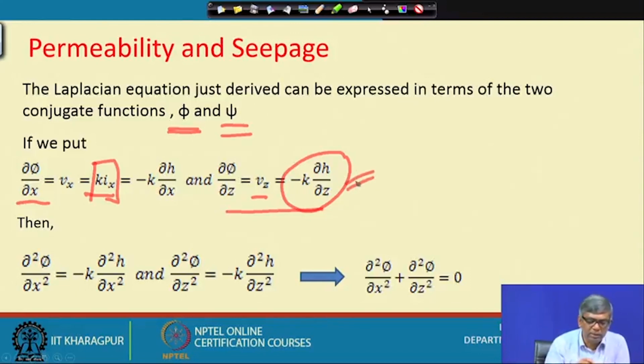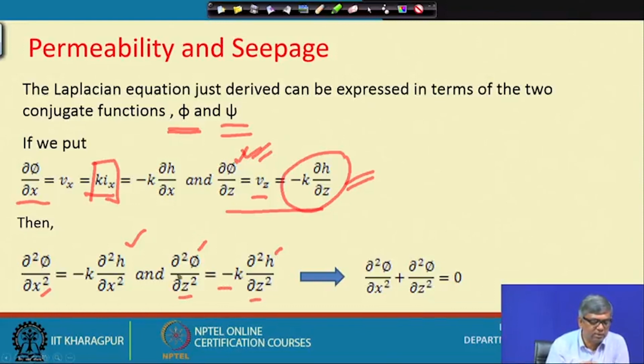Now, if you differentiate this one once again, and differentiate this one once again: del square phi by del x square, I will get k del 2 h by del x square, and if I differentiate once again here, del 2 phi by del z square, I will get minus k del 2 h by del z square.